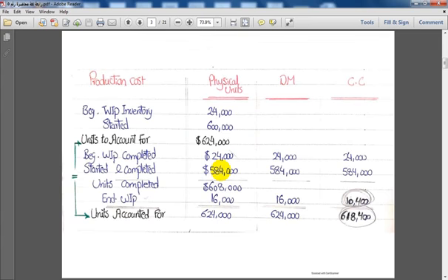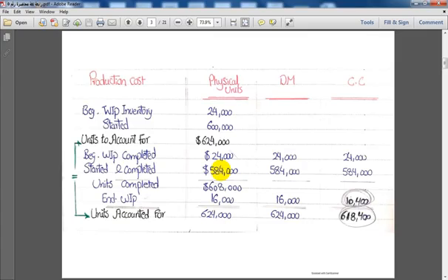We have to add 24,000 plus 584,000 plus 16,000 equal 624,000. For conversion cost, 24,000 plus 584,000 plus 10,400 equal 619,400.